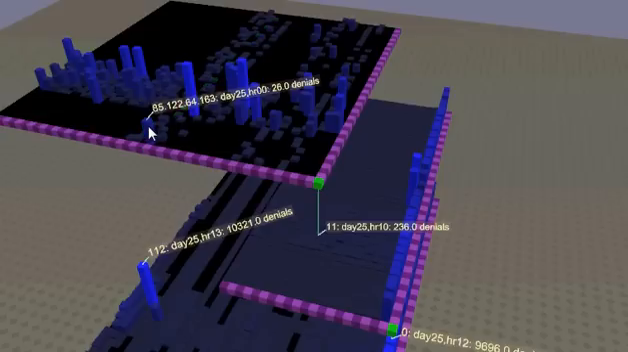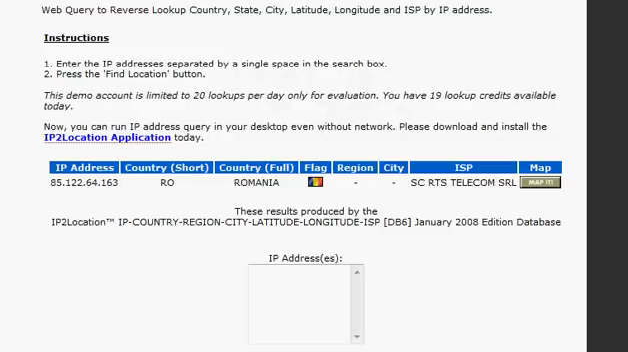And this one stuck out at me here, this 85.122.64.163. So I looked that up. That's in Romania.